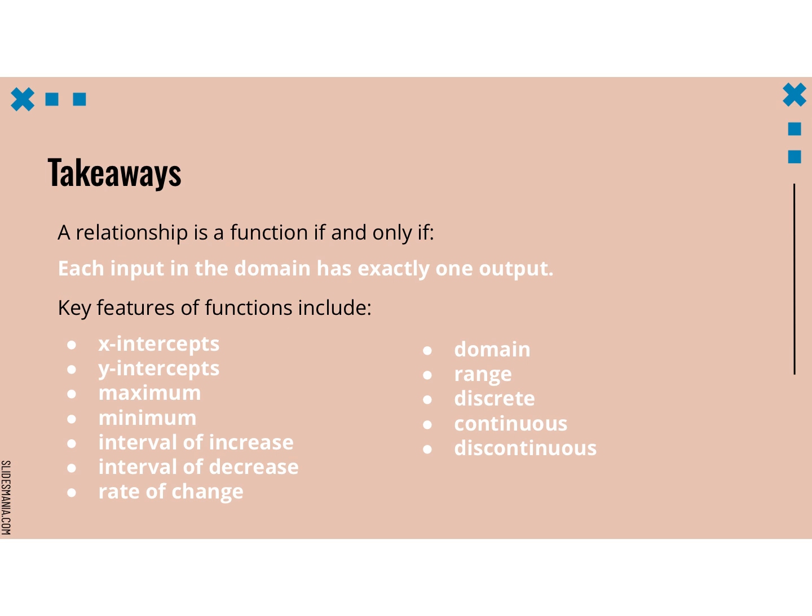So x value, x-intercept, y-intercept, maximum, minimum. Where does it increase? Where does it decrease? What is the rate of change or the slope? Domain is all the x's, range is all the y's. Is it discrete, continuous, or discontinuous, right? So we're going to be talking about this. Make sure you have that vocabulary in there because, again, it's very, very helpful, okay?